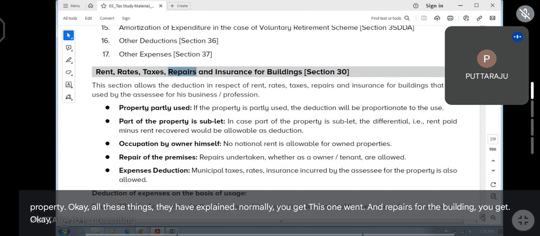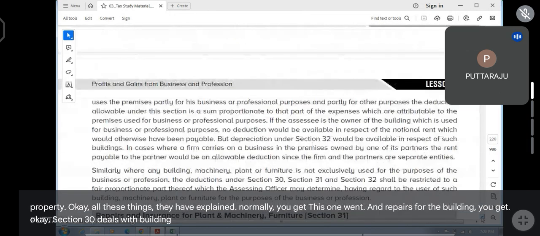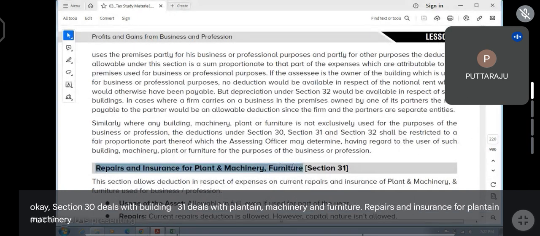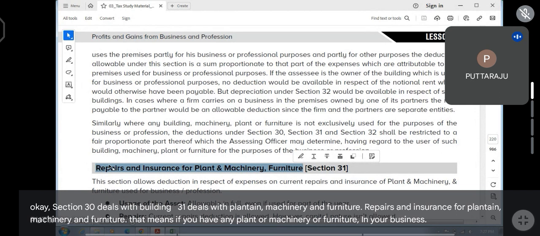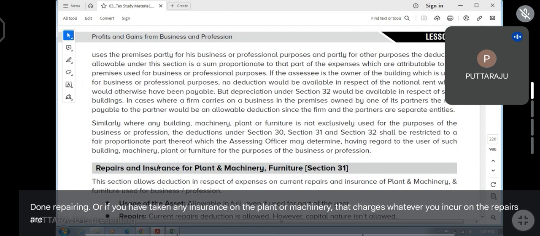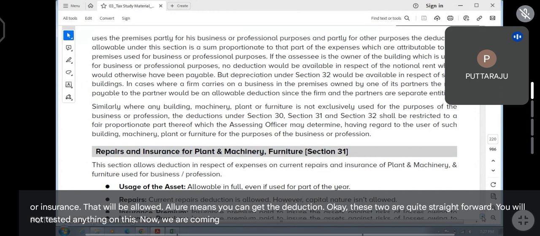Section 30 deals with building. Section 31 deals with repairs and insurance for plant and machinery and furniture. That means if you have any plant, machinery or furniture in your business for which you have done repairs, or if you have taken insurance on the plant or machinery, whatever you incur on the repairs or insurance will be allowed. Allowed means you can get the deduction. You will not be tested on anything on this. Now we are coming to a very, very important section.